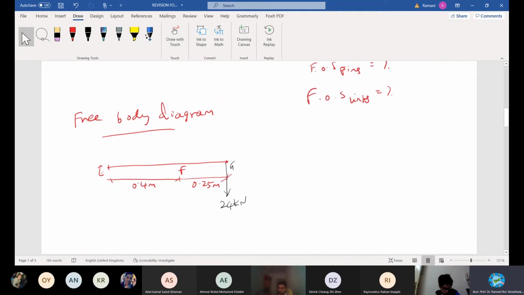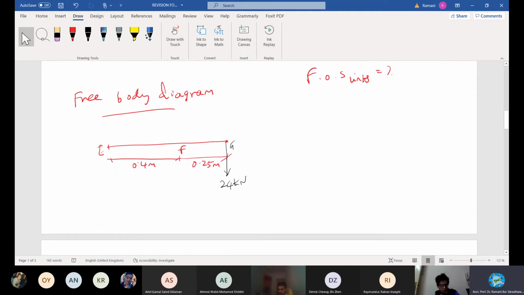Right. Anything else to mark? When this is subjected to loading, there are pins, right? Here also pins. It is a pin at this point. It is a pin at this point. It is a pin at this point, right?